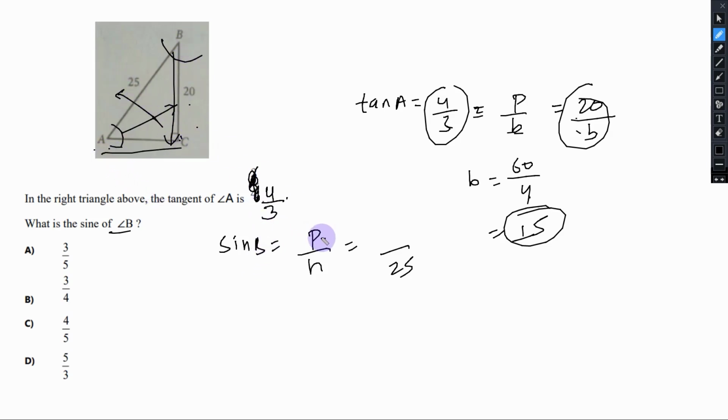So the perpendicular of sine B is the base of tan A. So it will be 15 by 25. If we factor it by 5, 5 times 3 is 15, and 5 times 5 is 25. So 3 by 5, option A is our answer.